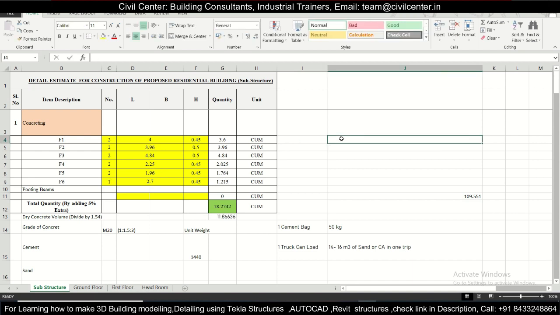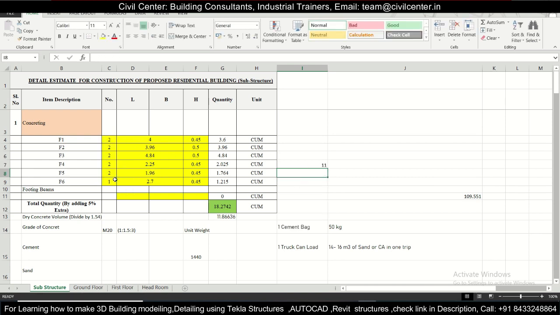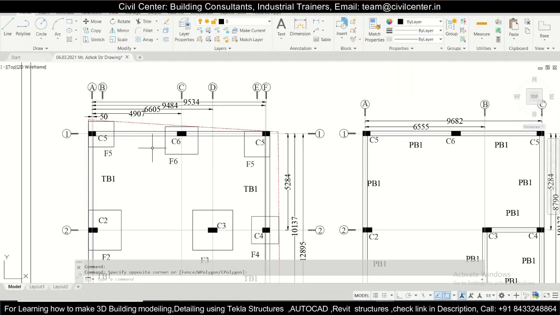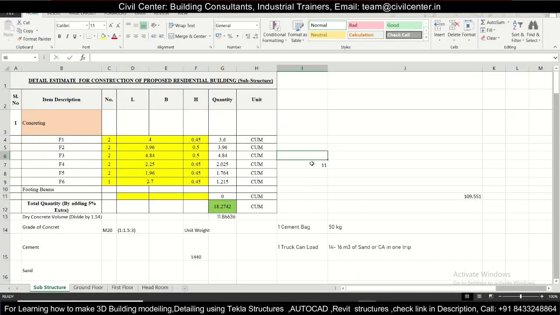So we'll just add the total number of footings which we have, and we'll use a sum command, and just enter. We get 11 footings here. So we'll check 1 2 3 4 5 6 7 8 9 10 11. So we are good here. This is a way to cross check the number of footings also.